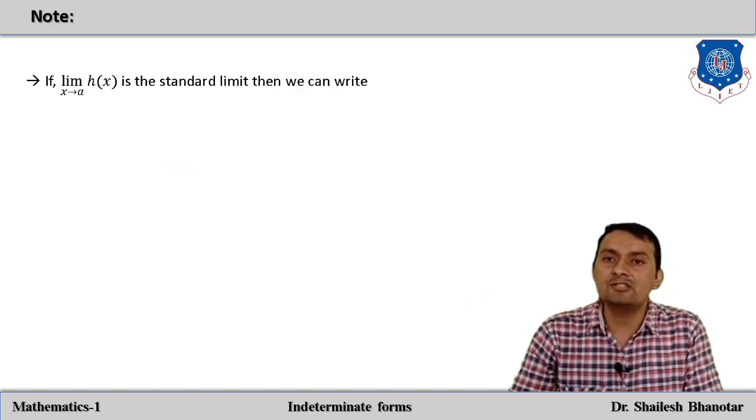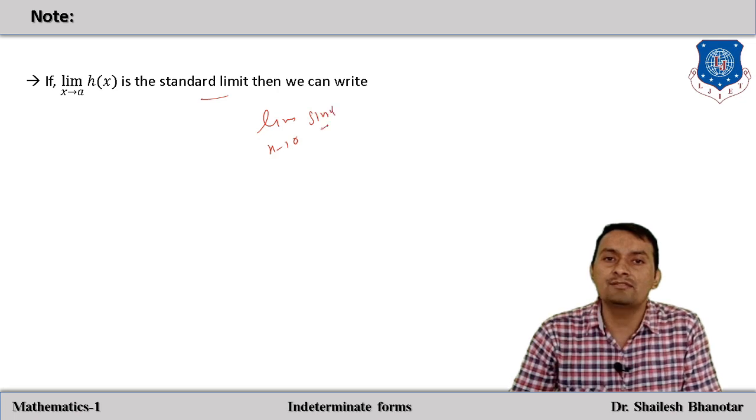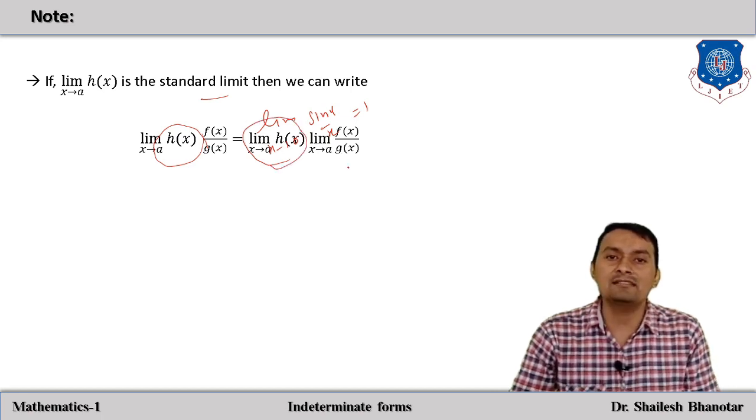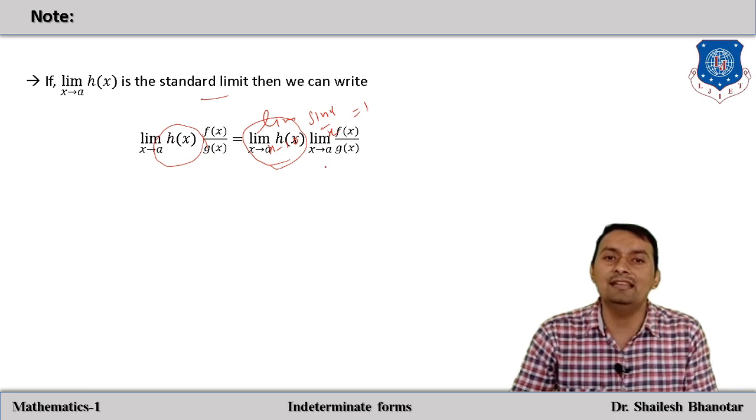If the limit as x tends to a of h of x is a standard limit, like the limit as x tends to 0 of sin x by x, and this standard limit is multiplied with another function, like the limit as x tends to a of h of x into f of x divided by g of x, then we can write it separately as the limit of h of x into the limit of f of x divided by g of x. We know that this answer tends to be any finite number. After that we will get the final answer using L'Hopital's rule.